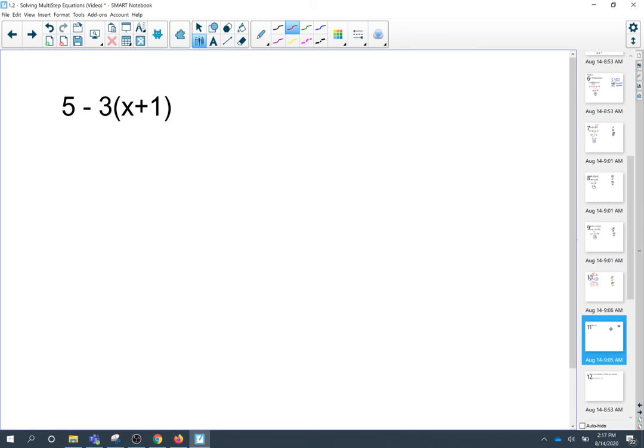One more. 5 minus 3 times x plus 1. Same thing. Please excuse my dear Aunt Sally. Parentheses, yep, x plus 1. How do you simplify x plus 1? You don't. You can't add an x and a 1. Exponents? No. Multiplication and division? Yes. Multiply.